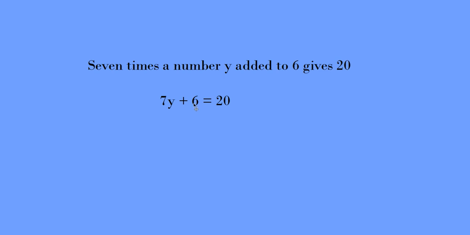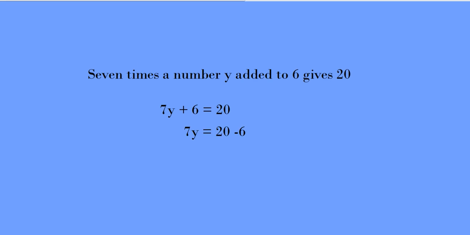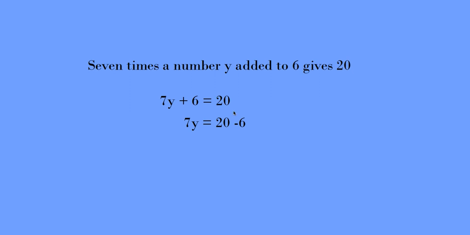First, what you have to do? You have to transpose 6 to the other side. So we get 7y is equal to 20 minus 6. So plus 6, while transposing, will be minus 6. That is 7y is equal to 14. Now you have to transpose 7, so it will be divided by 7. Therefore y is equal to 14 by 7, which is equal to 2, is the solution.